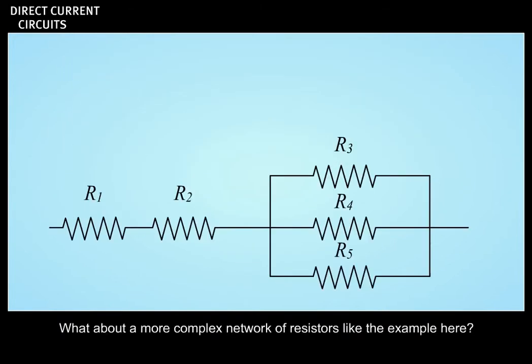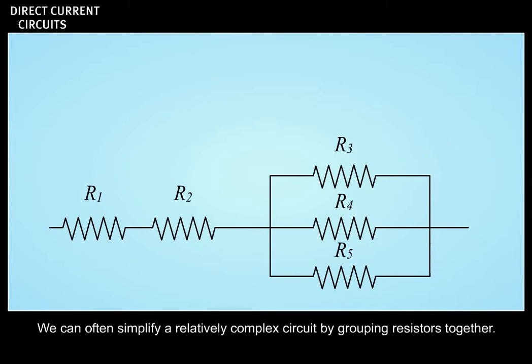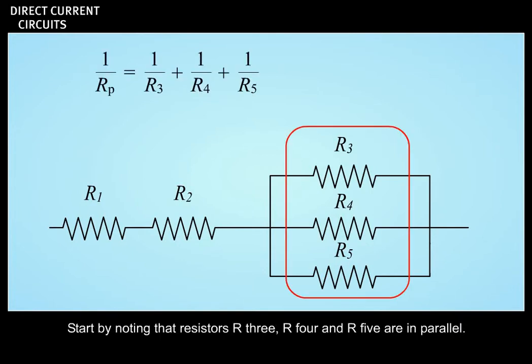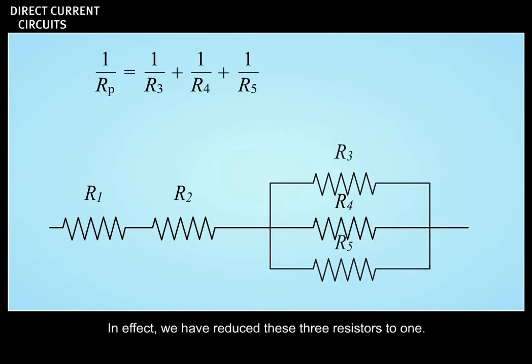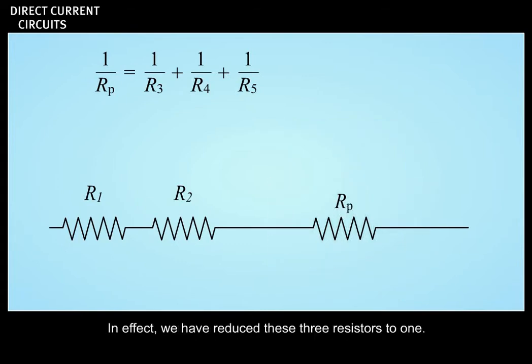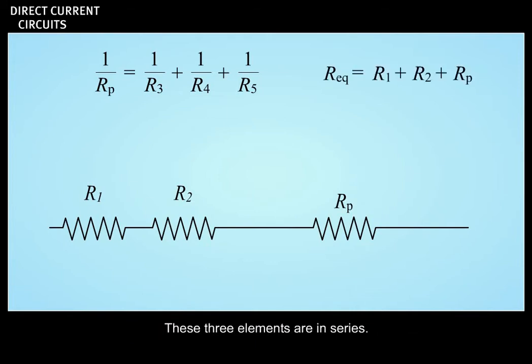What about a more complex network of resistors like the example here? We can often simplify a relatively complex circuit by grouping resistors together. Start by noting that resistors R3, R4, and R5 are in parallel. The equivalent resistance, Rp, of these 3 resistors is given by the equation shown. In effect, we have reduced these 3 resistors to 1. These 3 elements are in series.